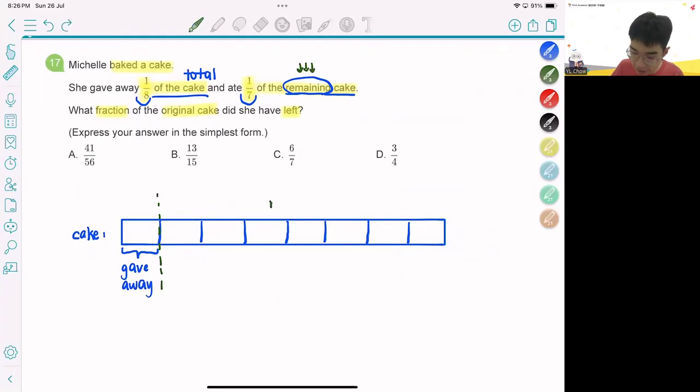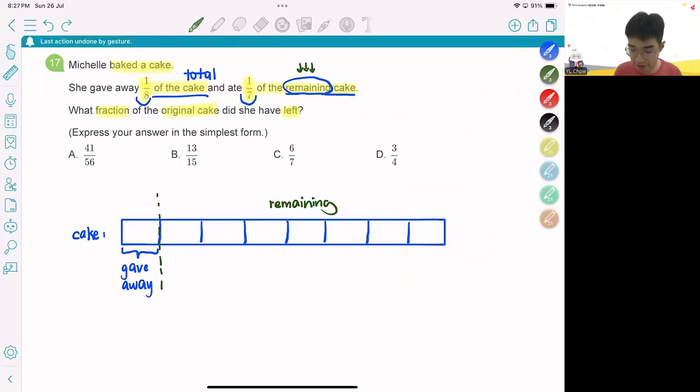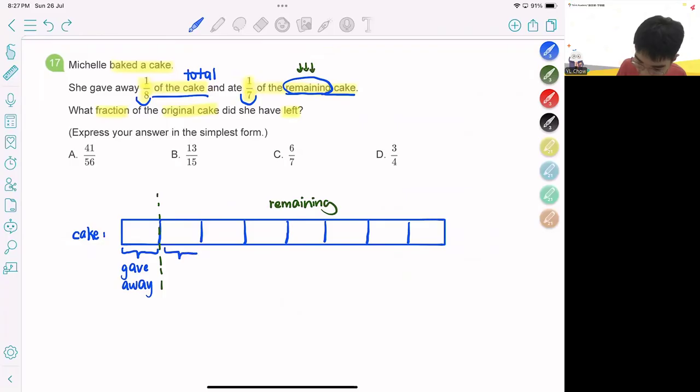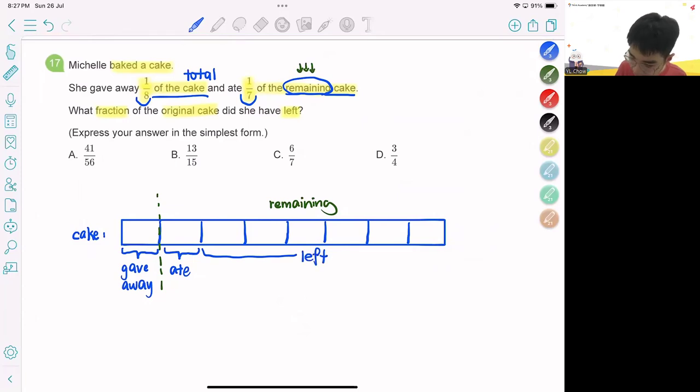Now, among this remaining, Michelle ate 1 over 7 of the remaining cake. So among these 7 units in total, she ate 1 unit. Just nice, 1 out of 7. We have 7 units, 1 out of it is eaten. She ate it, and the remaining is what is left over. The bracket is a bit big, a bit long. Let me draw again. This is the part that is left over.